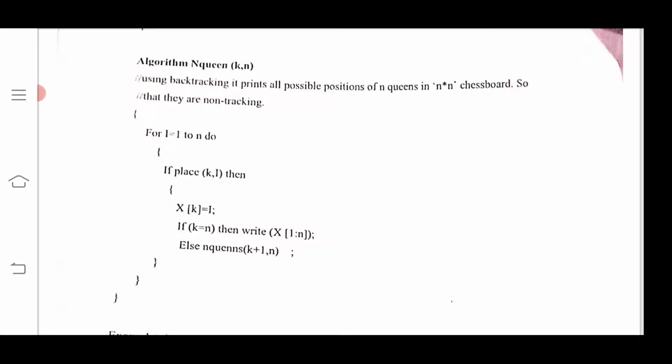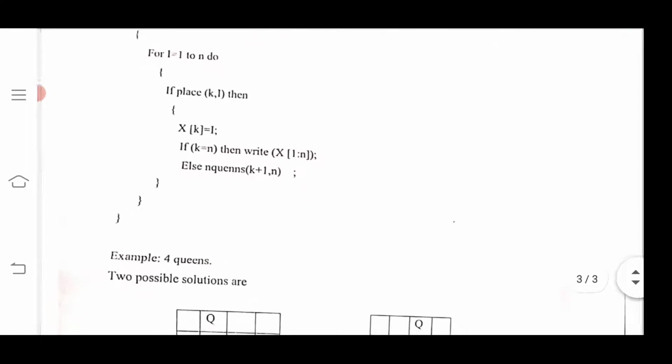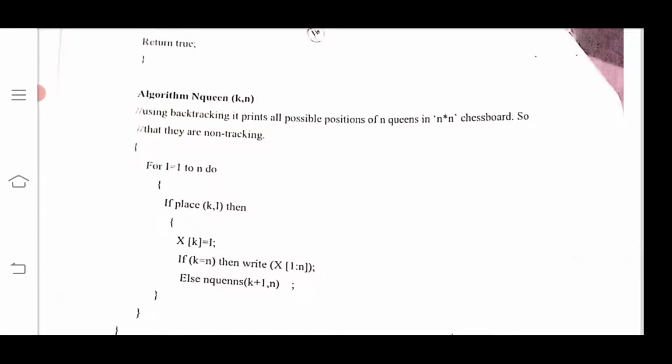If Place(k, i) is true, then x of k is assigned i. If k equals n, then write x of 1 colon n. Otherwise, call NQueens(k plus 1, n). And finally close the braces. This is the algorithmic representation of the algorithms Place(k, i) and NQueens(k, n).